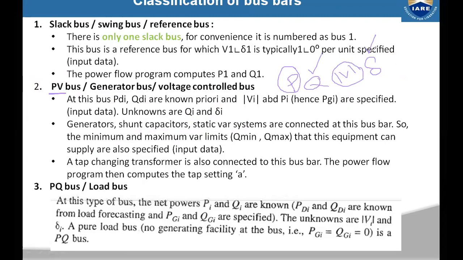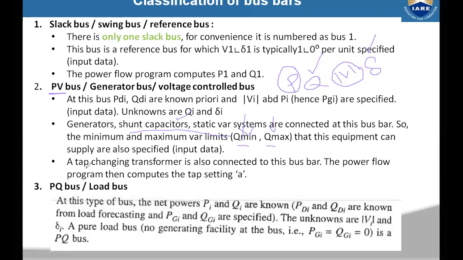Okay, so that means when only generators are connected to the bus, right? Suppose the shunt capacitors and static VAR systems are also connected at the generator bus to improve the reactive power, then this equipment, shunt capacitor and static VAR systems, will have some limits for supplying the reactive power. Those are called Q minimum and Q maximum, right? What I want to say is, along with P and magnitude of V, these Q minimum and Q maximum will also be specified parameters at the PV bus, right?